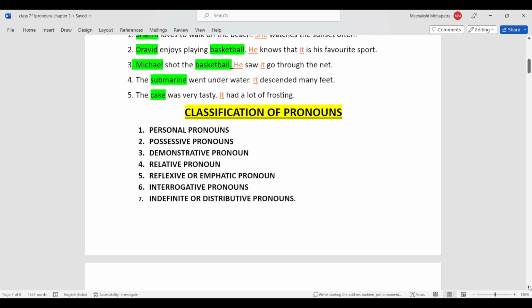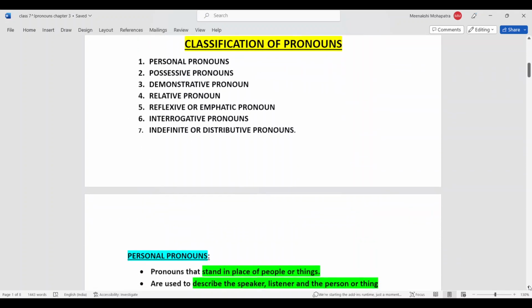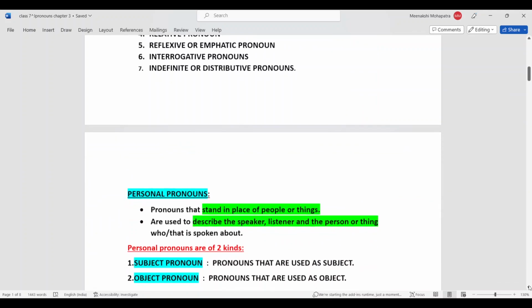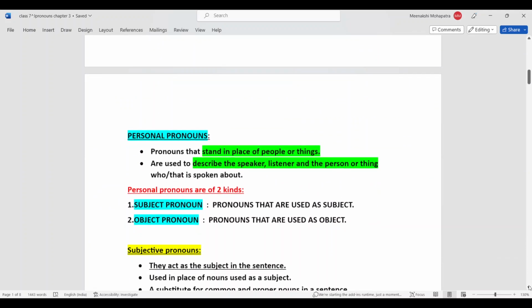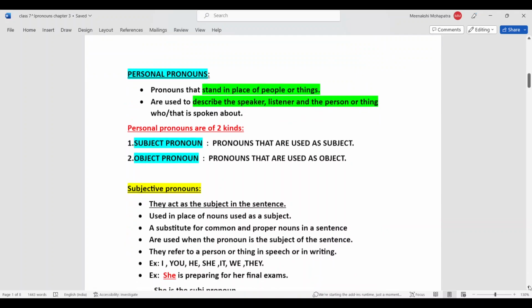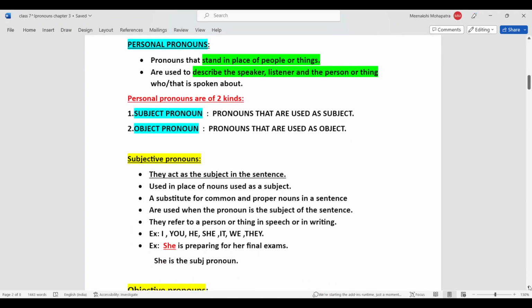Now, coming over to the first type of pronoun, which is your personal pronoun. Pronouns that stand in place of people or things are called personal pronouns. They are used to describe the speaker or the listener and the person or thing who or that is spoken of. Personal pronoun means we are talking about ourselves.